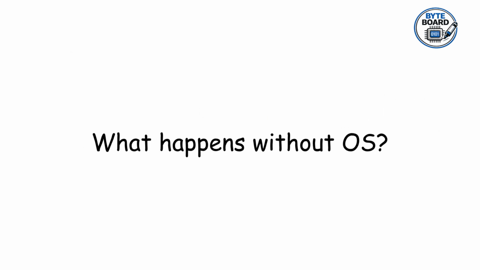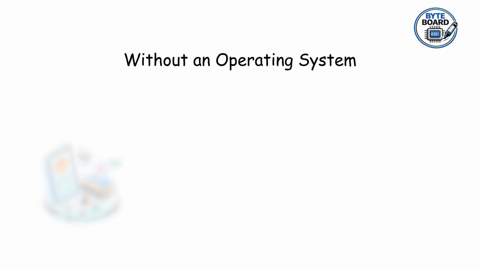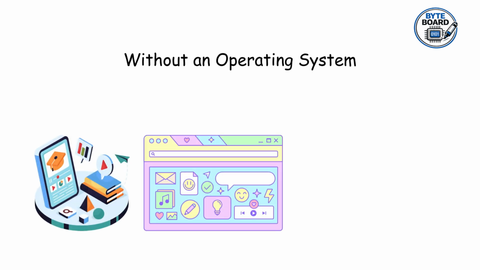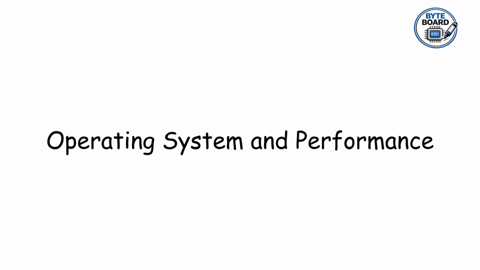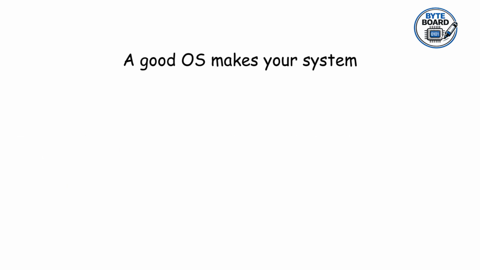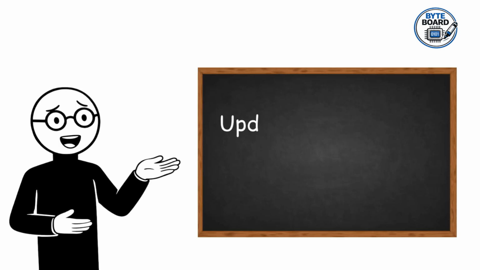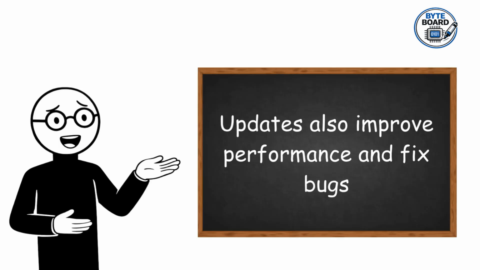What happens without an OS? Without an operating system, you cannot open apps, there is no user interface, and hardware won't work properly. Basically, the computer is a useless box. Operating system and performance. A good OS makes your system fast, stable, and secure. Updates also improve performance and fix bugs.